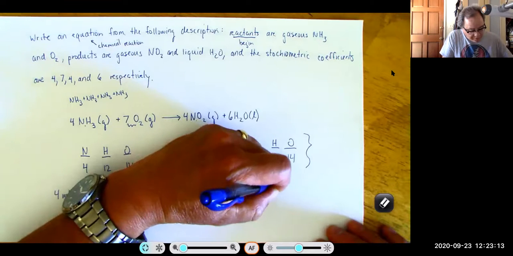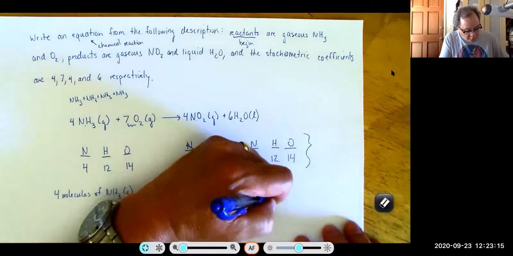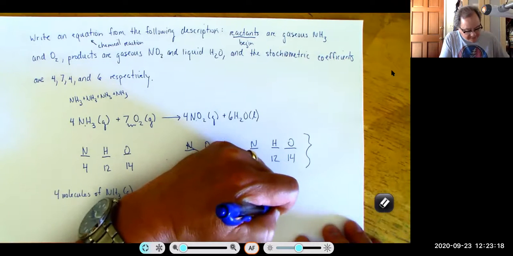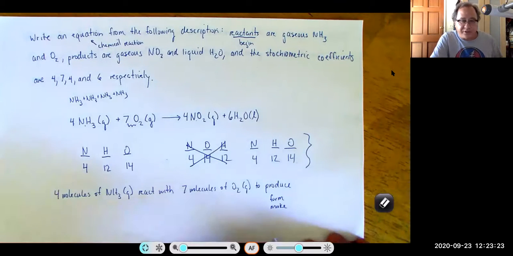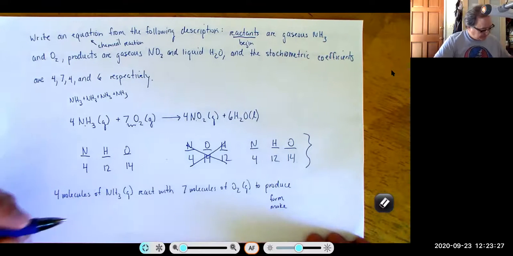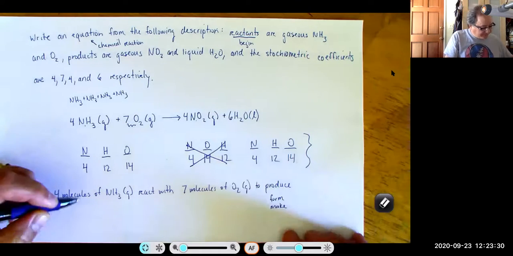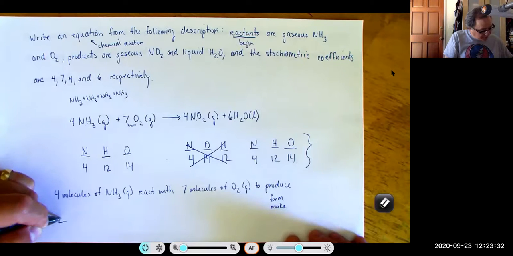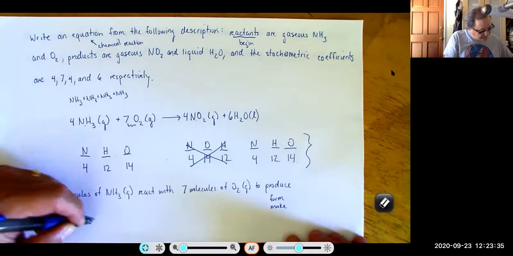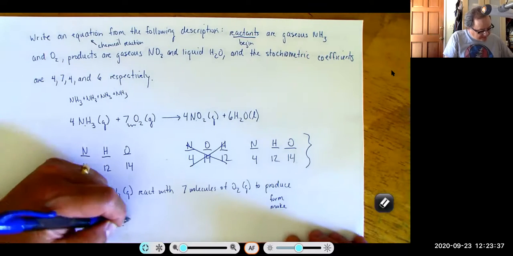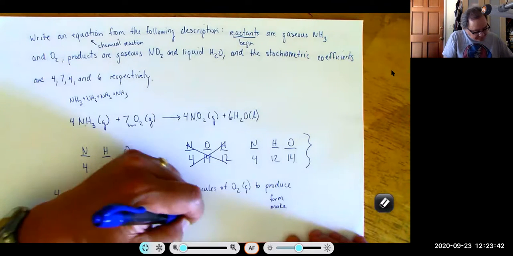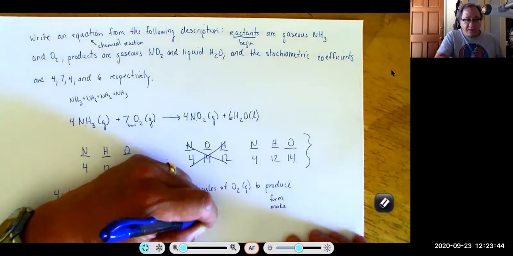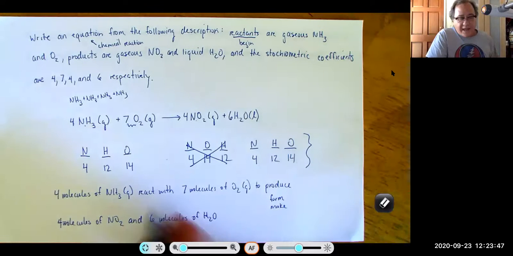Now here, we can use a number of different words. We can put to form, to make. I like the word produce because what do you produce in a chemical reaction? You produce products. So to produce 4 molecules of NO2 and 6 molecules of H2O.